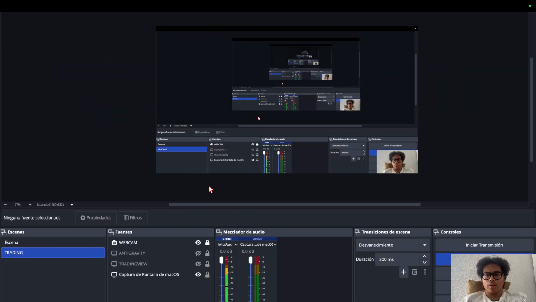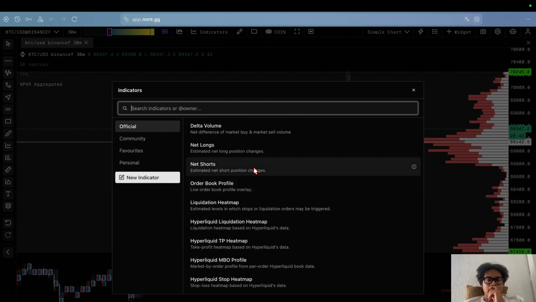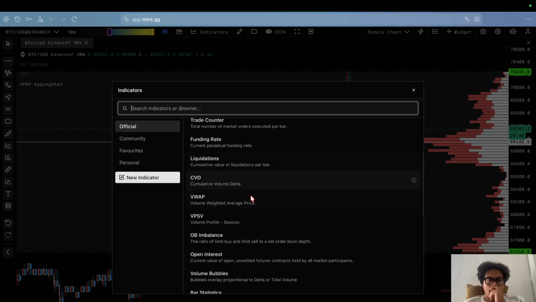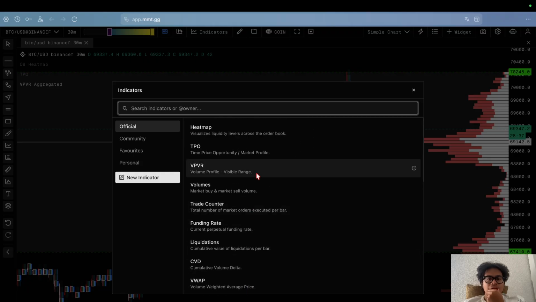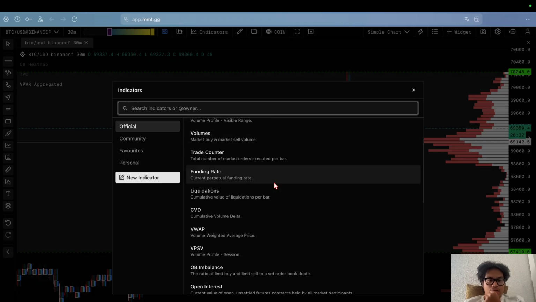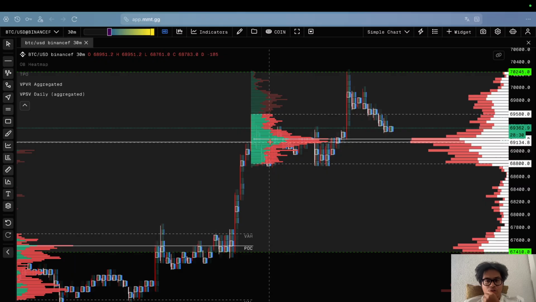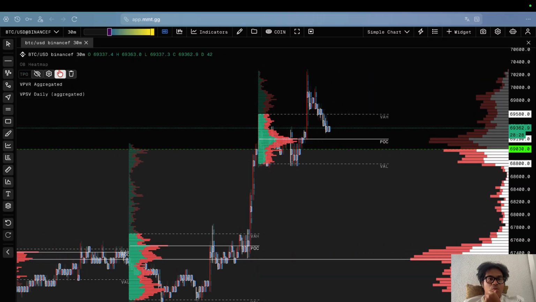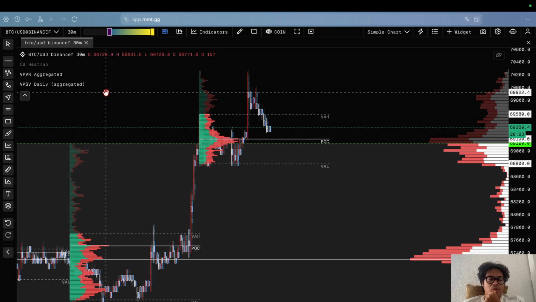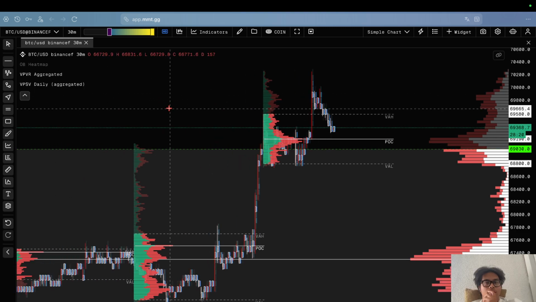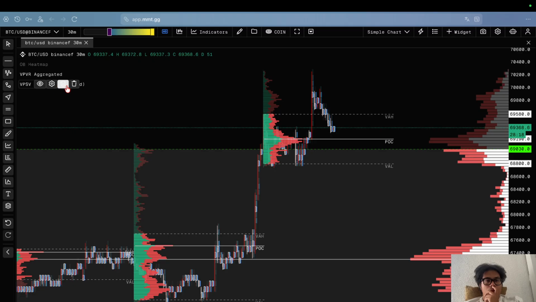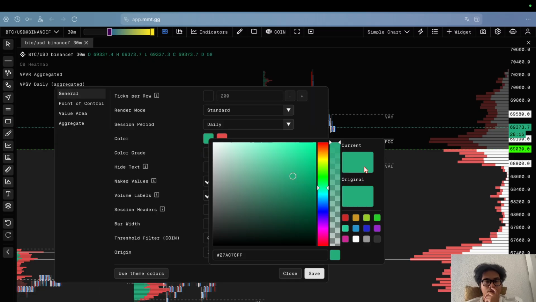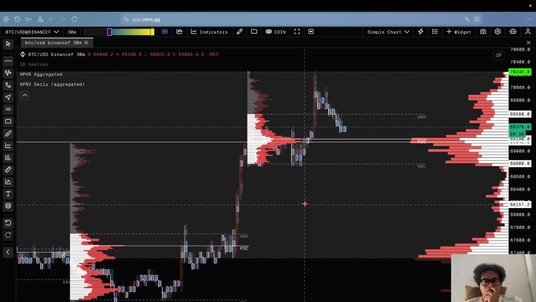Okay, that's good. Visible range. Yeah, this one is the one right here, and this is what I use as well. So we got TPO, these three here. You could use TPO as well. There's nothing wrong with that. But with the daily one, I use white as well. So everything is white.